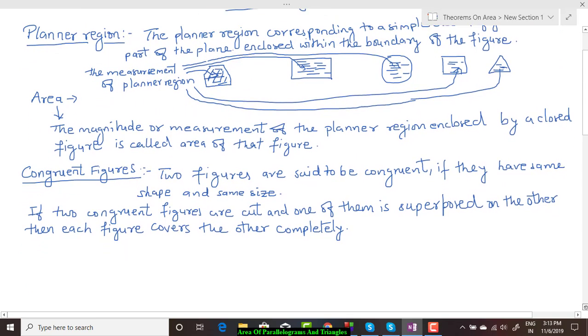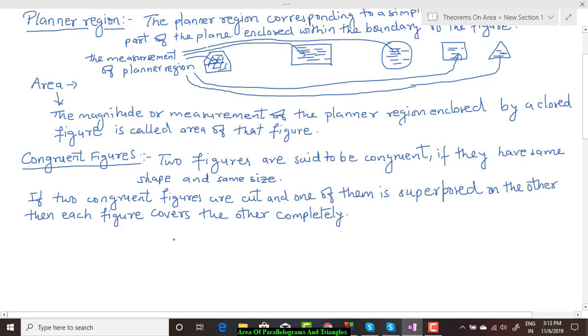You can think about an example. You have a triangle, say of side 5 centimeters each, right? This is 5, this is 5, and this is 5. So basically this is an equilateral triangle, and we have another triangle of the same measurements, 5, 5, and 5. So I can say that triangle ABC is congruent to triangle DEF, right? Because when I cut out this triangle and this triangle, both superpose each other. Fine. So we can say that these two figures are congruent.